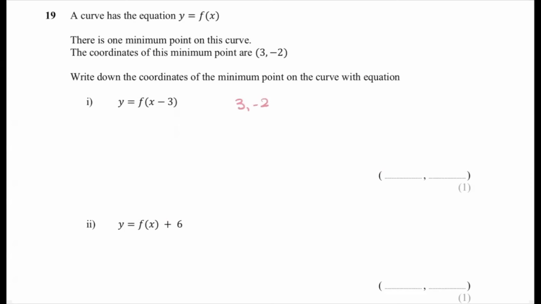When it's a horizontal translation, we do the opposite of what we see. So we're going to be adding 3 to the x coordinate to give a final answer of 6, -2. When it's away from the x, it's a vertical translation, and it moves in the direction that we're given. So it's a positive 6, and this acts on the y coordinate. So when it's away from the x, it acts on the y coordinate, giving us 3, 4 as our final answer.